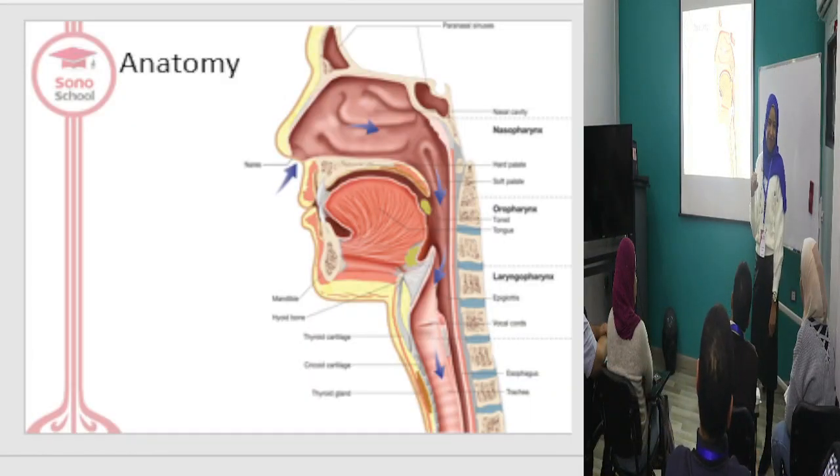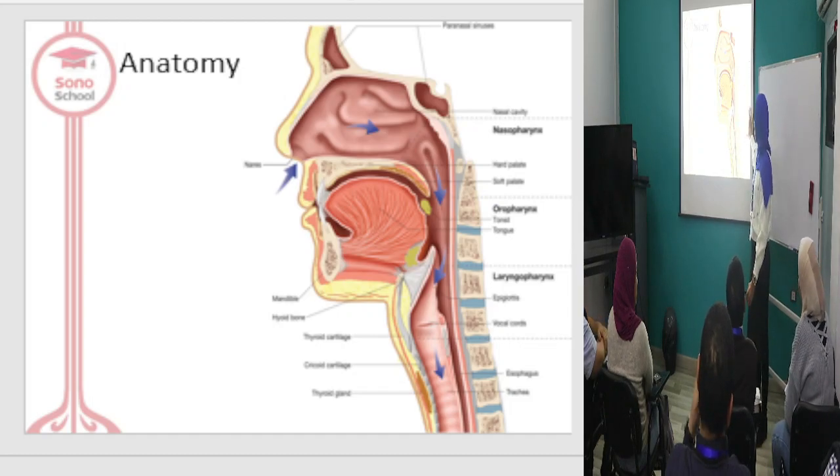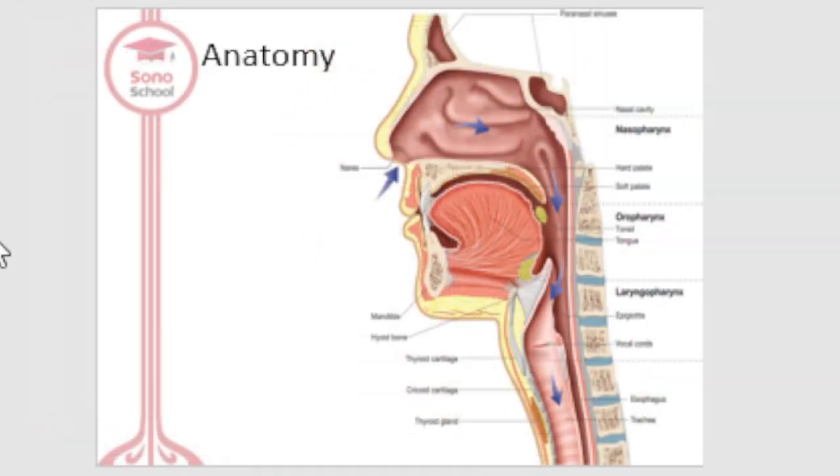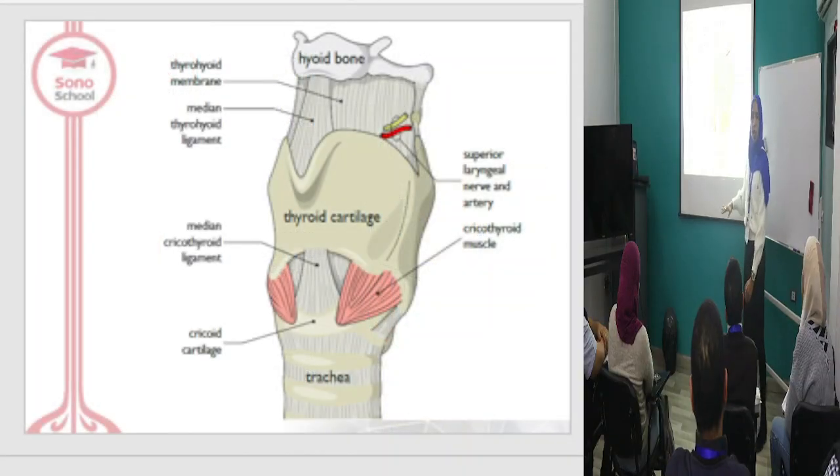Again, anatomy. The pharynx is divided into nasopharynx, oropharynx, and at the level of the larynx, and this is our scope. Starting from the hyoid bone, then the thyrohyoid membrane, thyroid cartilage, then cricothyroid membrane and cricoid cartilage, then the trachea rings.